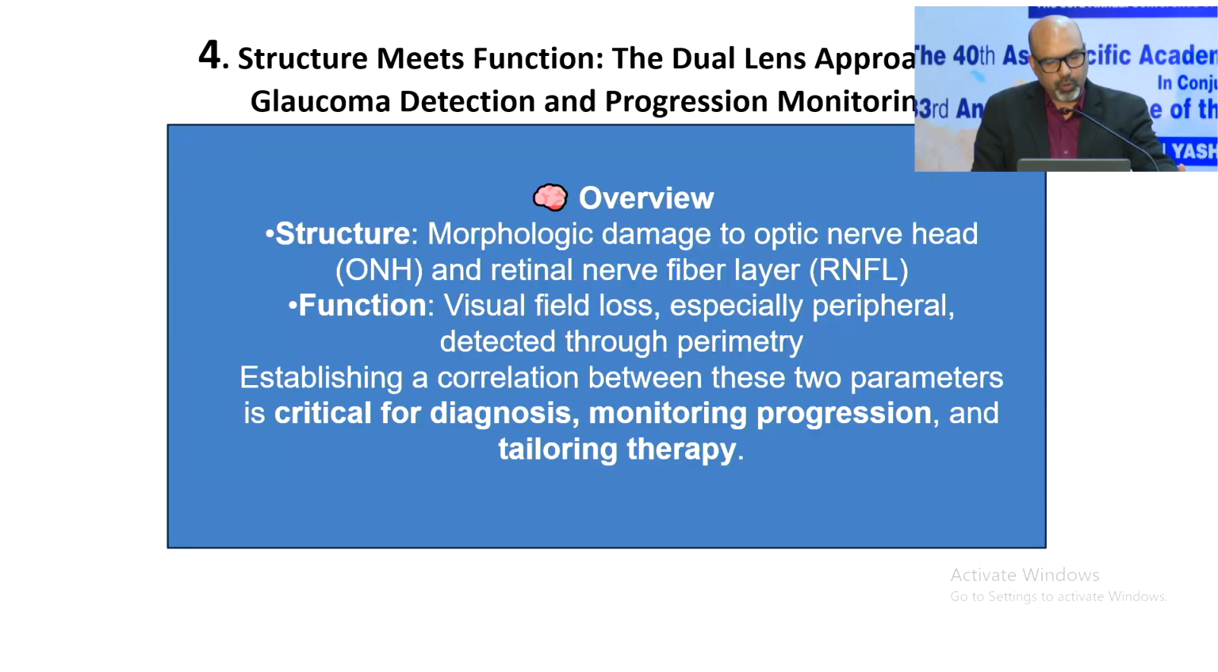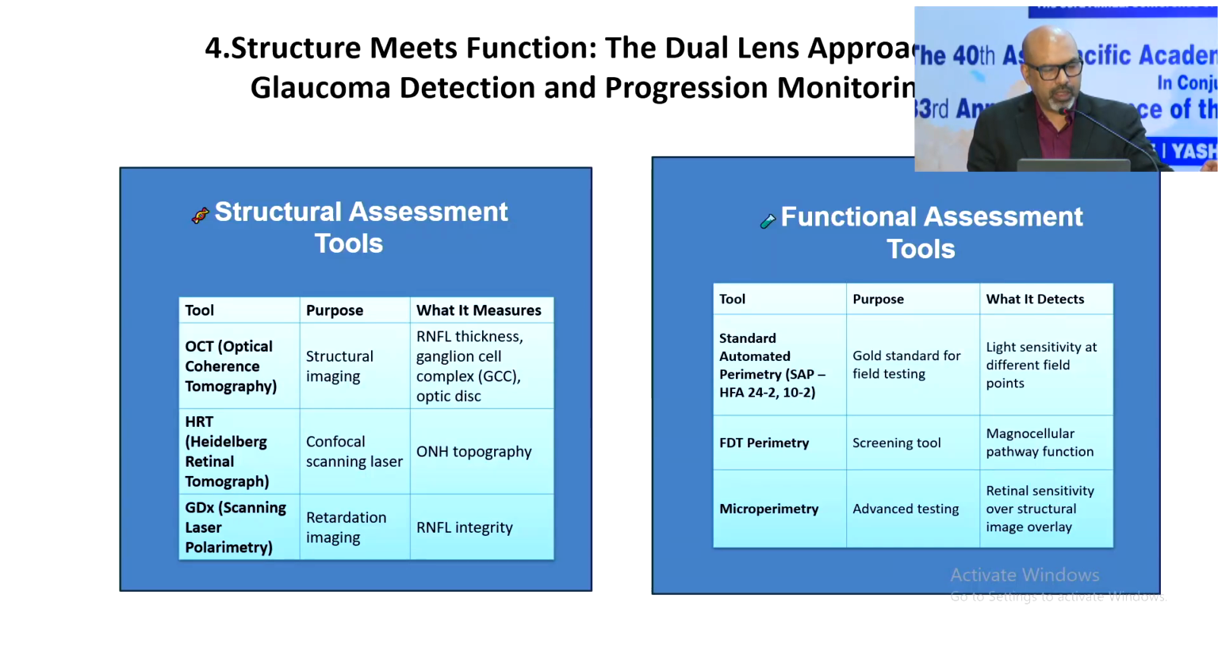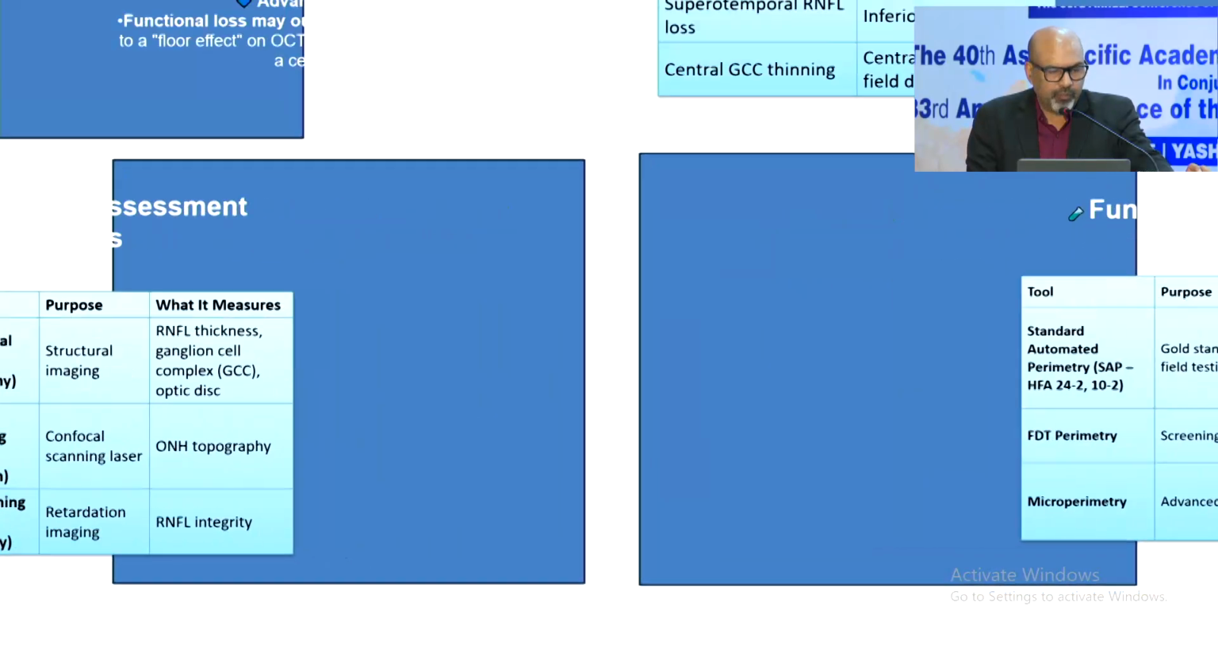The fourth one is structure meets function. So, a dual lens approach: we have to correlate the structure and the function, and establishing a correlation between these two parameters is critical for diagnosing, monitoring progression and tailoring the therapy. These are the tools available for the evaluation. OCT is right now available everywhere. We can utilize the RNFL thickness and the GCC for better structural assessment, and then use tools like HFA or FDT perimetry for functional assessment.